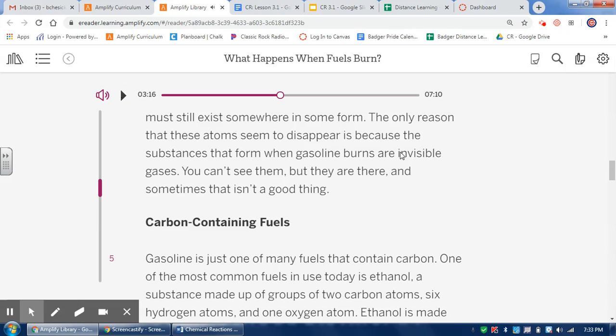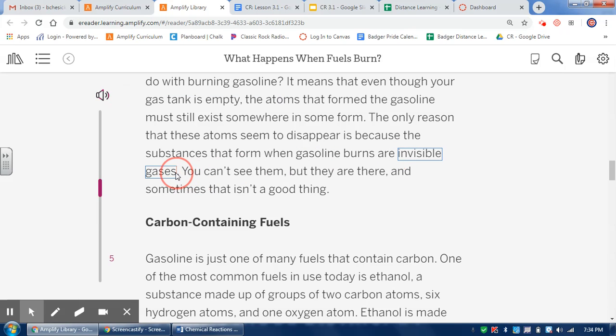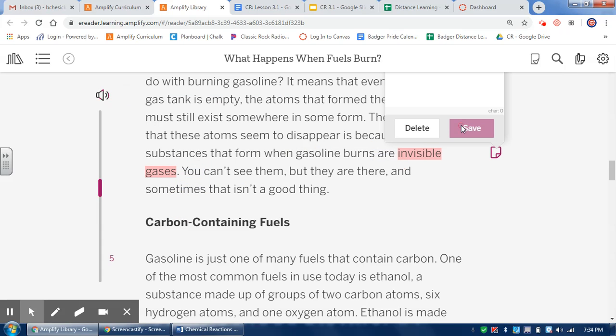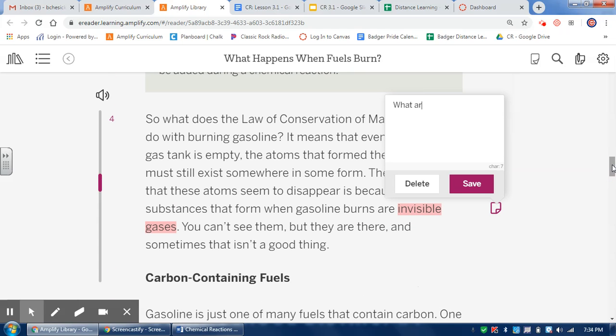Okay, so again, now we know that they're invisible gases. My question would be, what, I should say, substances are these gases?